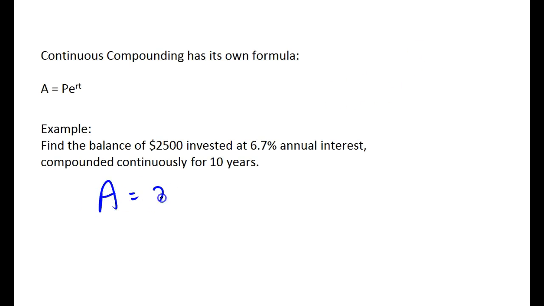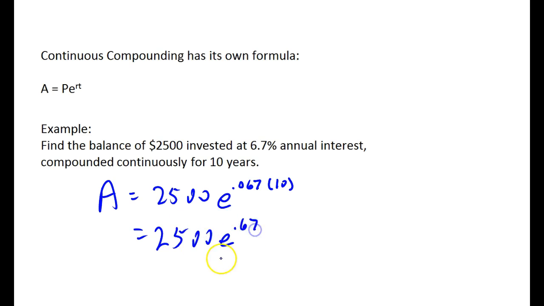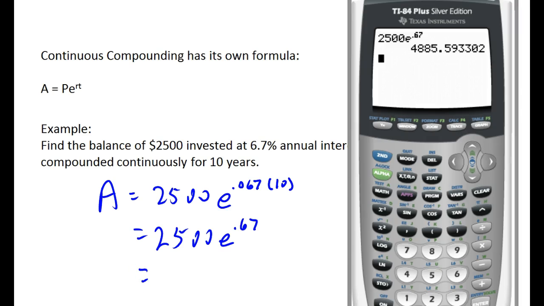So let's say we've got $2,500 invested at 6.7% interest. That's 0.067 interest, compounded continuously for 10 years. So it'll be 2,500 times e to the 0.67. And let's see what that is in our calculator. And you can see I've entered it in up here, and I have $4,885.59.